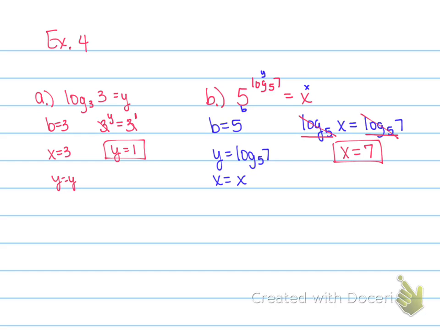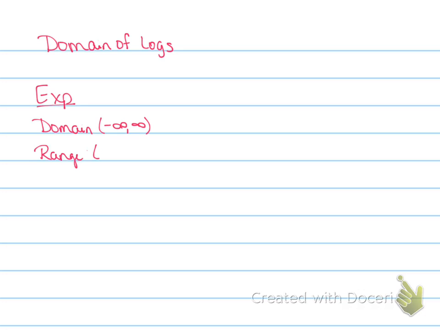Alright, moving on, we're going to talk about the domain of a logarithm. Remember, in 3.1 we talked about exponential functions, and under exponential functions we said their domain was negative infinity to infinity, but their range was from 0 to infinity. Remember, because they had that horizontal asymptote at y equals 0?